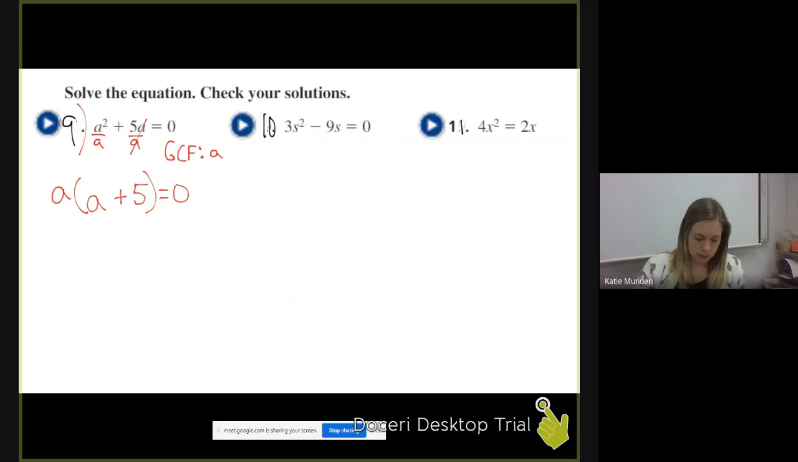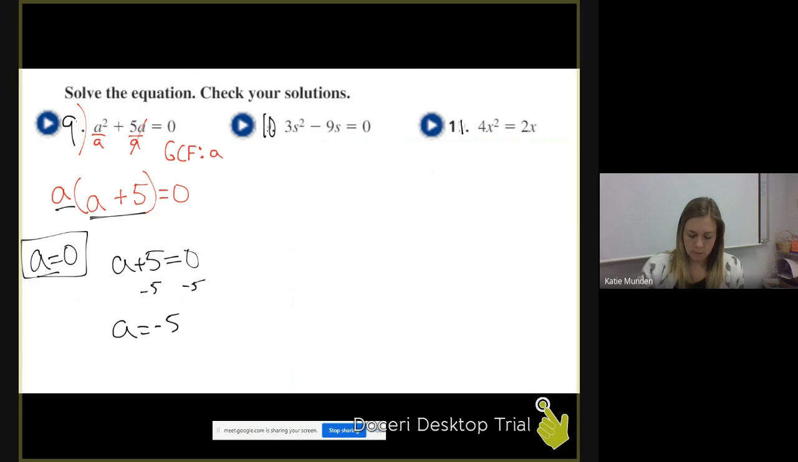This one's going to be great because look, a equals 0, done. Don't even have to solve that first equation. Back here, a plus 5 equals 0, just minus 5. A equals negative 5. Boom.